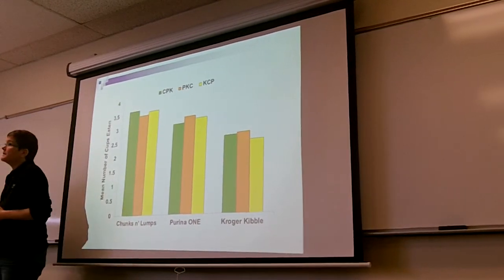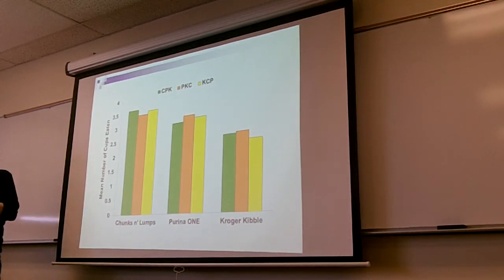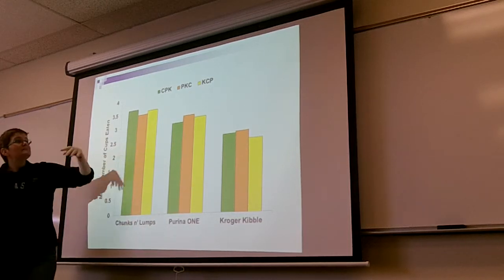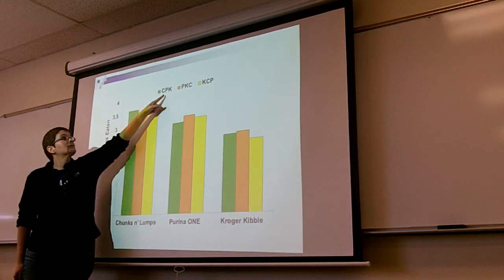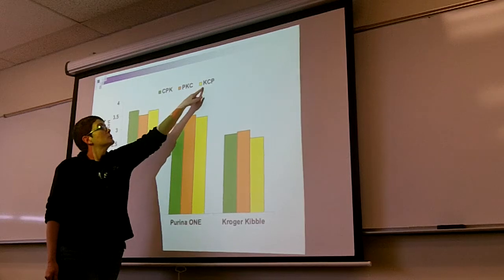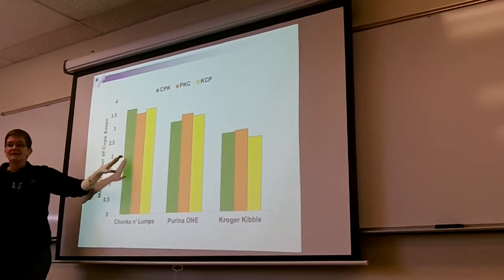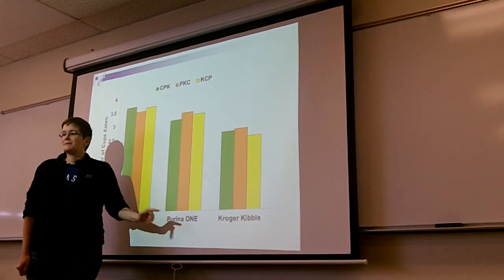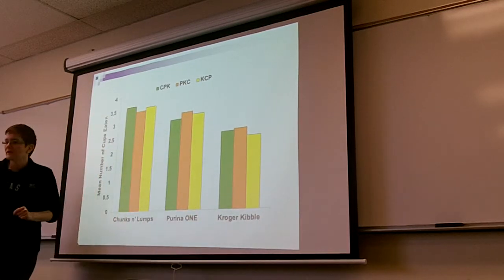Now imagine it with the within subjects. Here we've got mean number of cups, still on the y-axis, still have our foods down here. What I've done is we've got 3 possible orders that I'm presenting here. We've got chunks, Purina, Kroger; Purina, Kroger, chunks; Kroger, chunks, Purina, okay? So this is how much chunks and lumps the dogs ate, depending on which order they got the food. This is how much Purina 1 they ate, depending on which order they got the food. This is how much Kroger Kibble they ate, depending on which order they got the food.